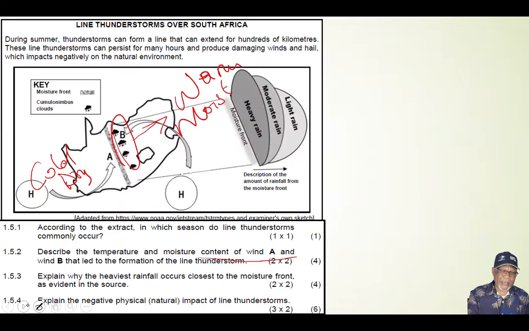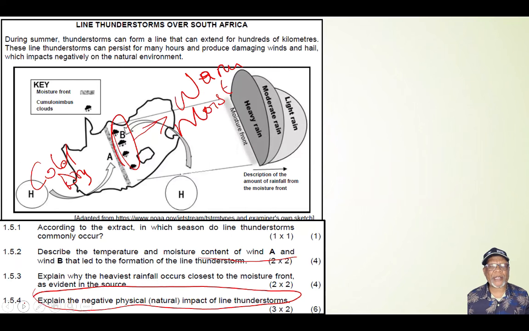And now here is that question again. The impact on the natural environment. So we said the impact on the natural environment for tropical cyclones is the same as the impact for mid-latitude cyclones and line thunderstorms. So the impacts are the same.